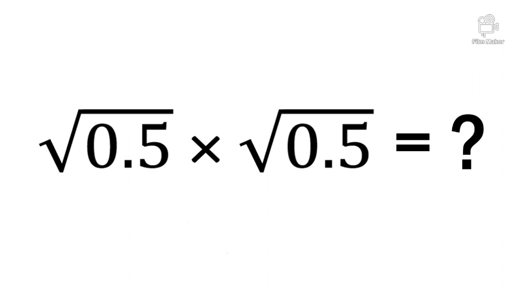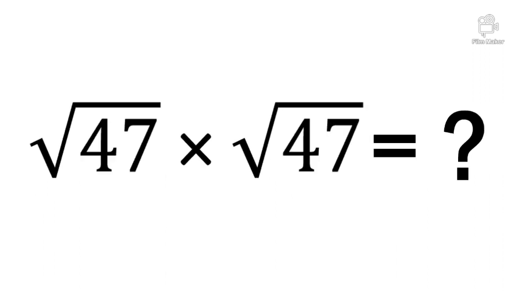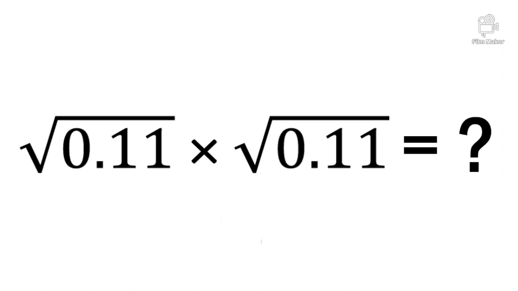Now, can you tell what root over 0.5 multiplied by root over 0.5 is equal to? Also, can you tell what root over 47 multiplied by root over 47 is equal to? Now, after answering the above three questions, this one will be easy for you. What is root over 0.11 multiplied by root over 0.11 equal to?